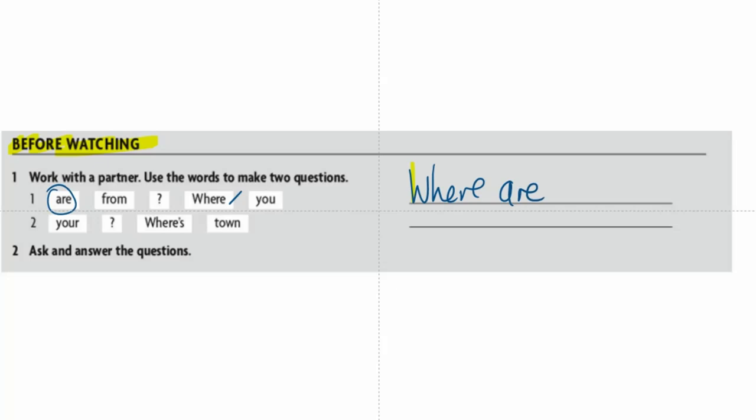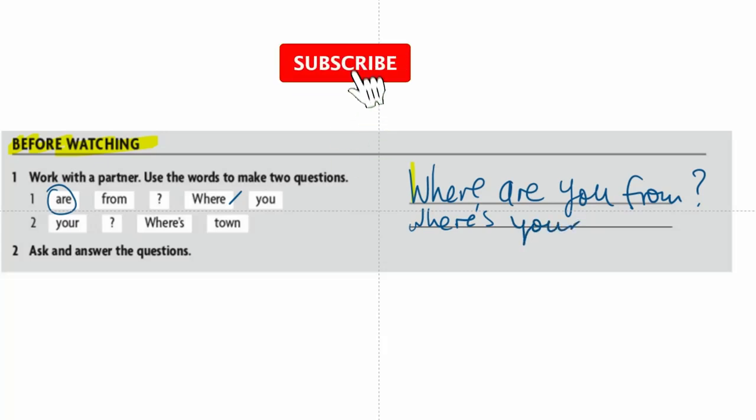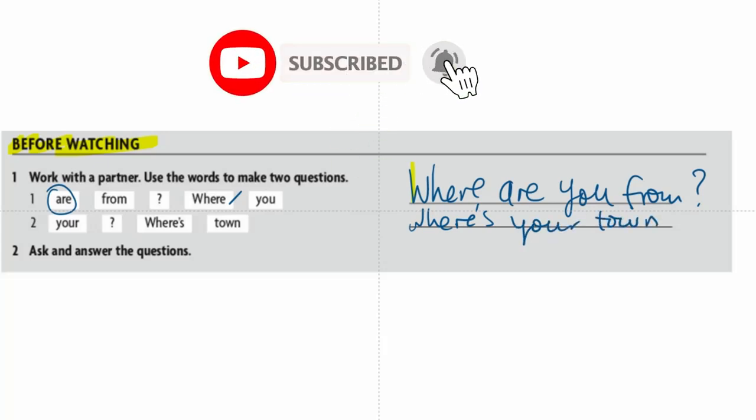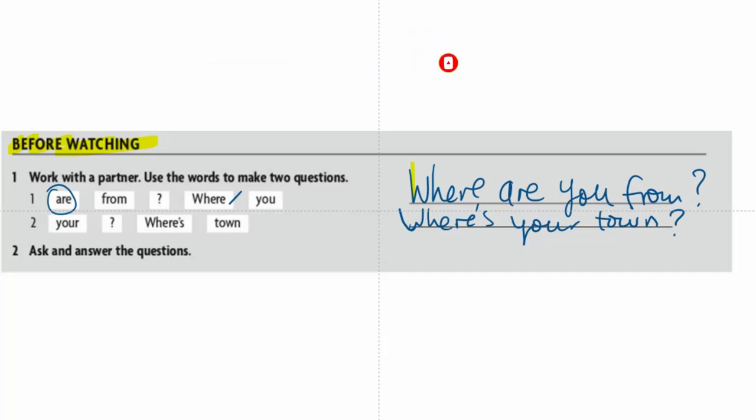Ya saben ustedes, ¿no? Where are you from? Ok, where are you from? Y el otro, where's your town? Where's your town? ¿De dónde es tu pueblo? Ok, eso debemos aprender a preguntar.